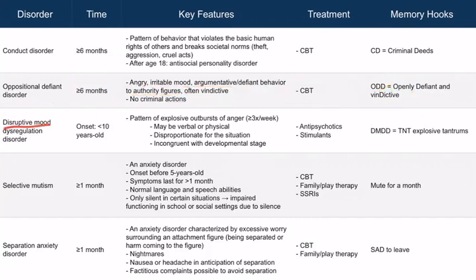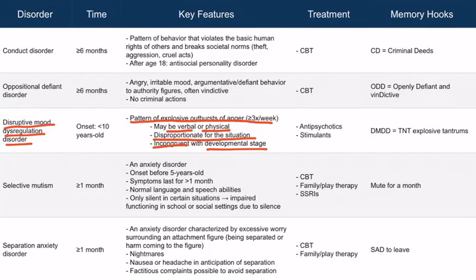Now let's talk about disruptive mood dysregulation disorder. This disorder involves a pattern of severe temper outbursts at least 3 times per week. And these tantrums may take on a verbal form or a physical form. And without fail, they're usually disproportionate for the situation. And they're also incongruent with the developmental stage. For example, a 9-year-old in 2nd grade who doesn't get his way should not be slamming his fists on the table, shouting, hitting the teacher, turning red, or shaking due to rage on a regular basis. That would be very strange, or rather, very indicative of disruptive mood dysregulation disorder.